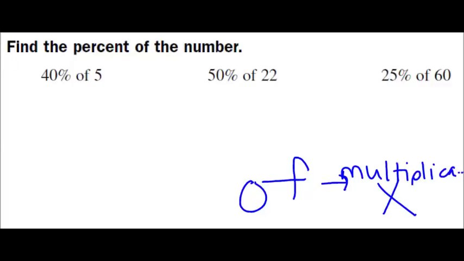So if we do this for these problems, turn of to multiplication, there's also one other thing we have to do, and that's turn 40%, or each of our percents, into a decimal. So 40% as a decimal is 0.40, and I just times that by the given number of 5, and I get a final answer of 2.